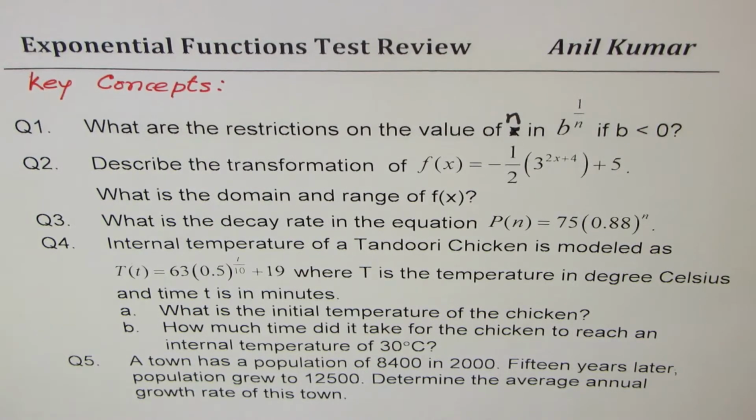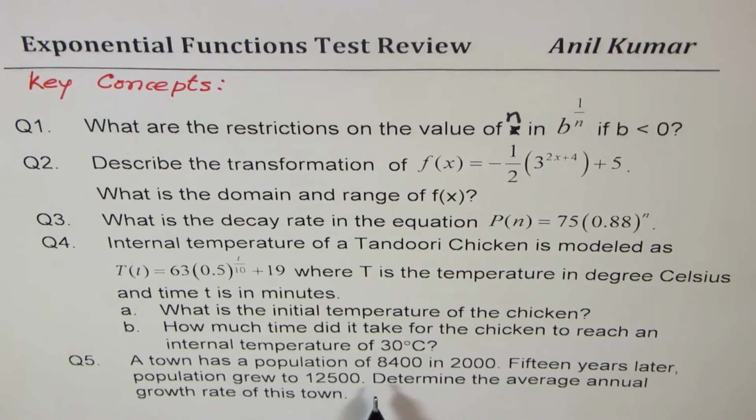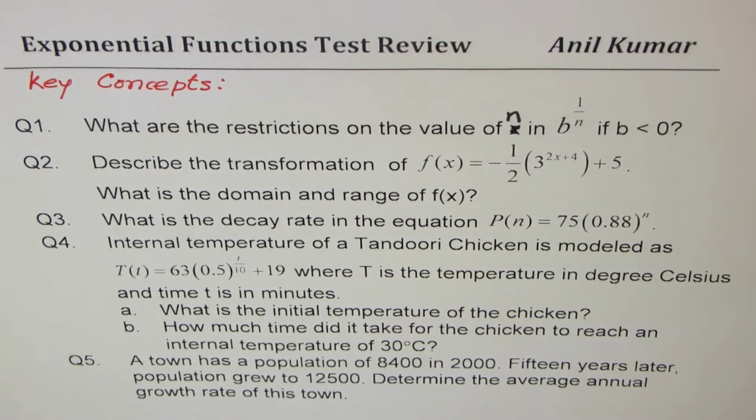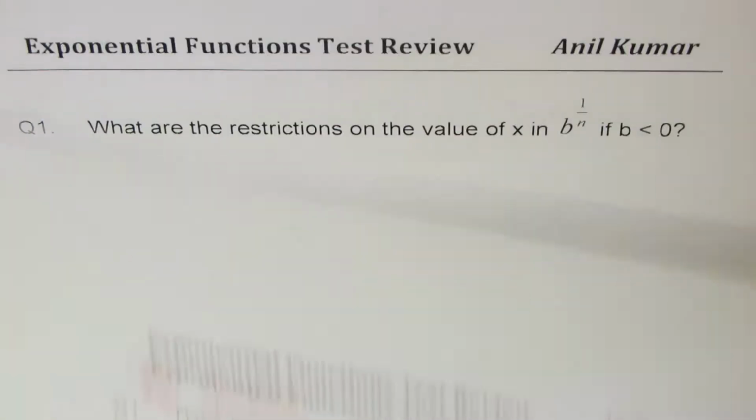Last question here is, a town has a population of 8,400 in 2000. 15 years later, population grew to 1,500. Determine the average annual growth rate of this town. So I hope the questions are absolutely clear. I'd like you to solve them first and then look into my suggestions. So let's solve them now one by one.